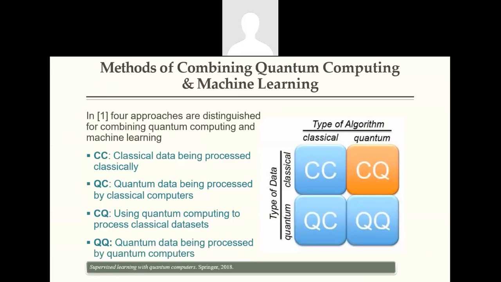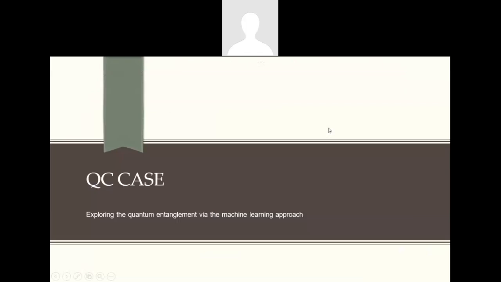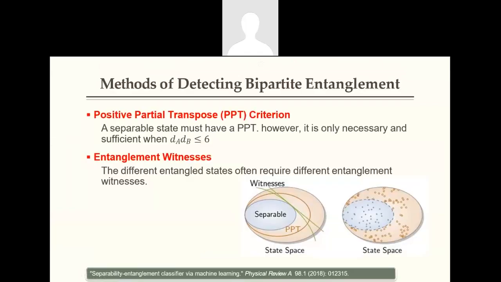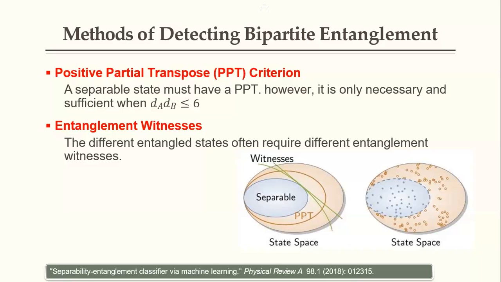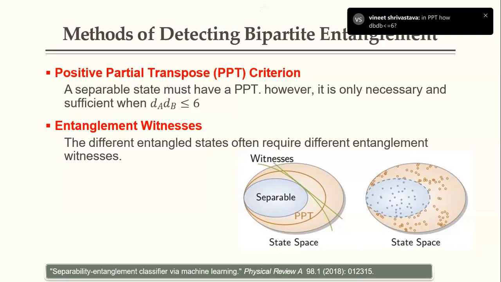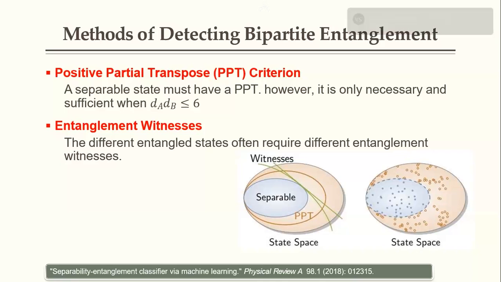Do you understand this QQ case? QQ, quantum-quantum, is a method of detecting bipartite entanglement, two particles, using the positive partial transpose and entanglement witness. In state space, separable means no entanglement, a convex bounded set. The bubble's inside holds separable states and the outside holds entangled states.